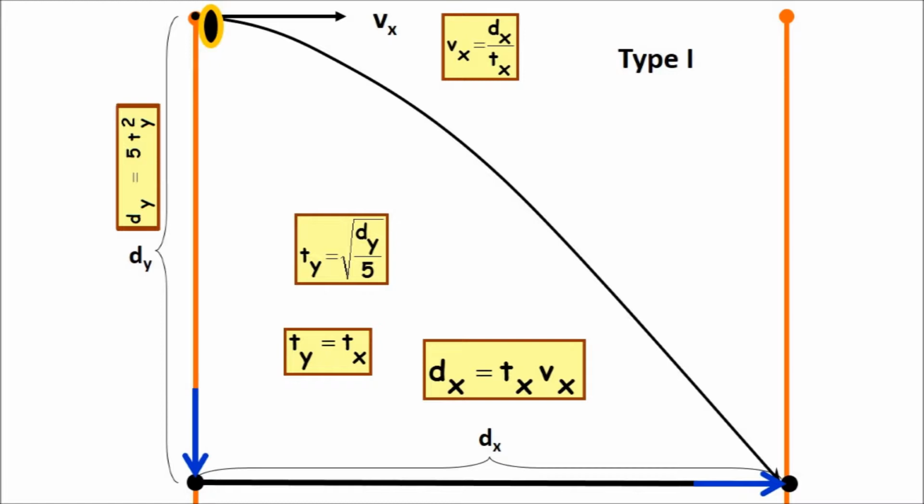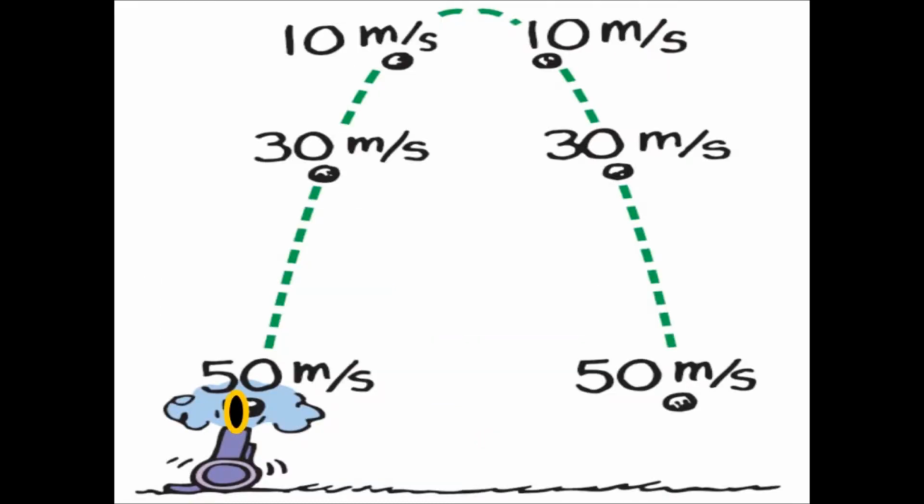So that's basically it. You have three major equations. You have Vx equals dx over tx, dy equals 5 t squared (5 ty squared), and dx equals tx Vx. And you can rearrange the vertical equation to get ty equals the square root of dy over 5.